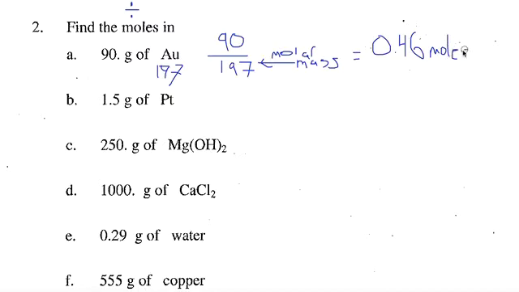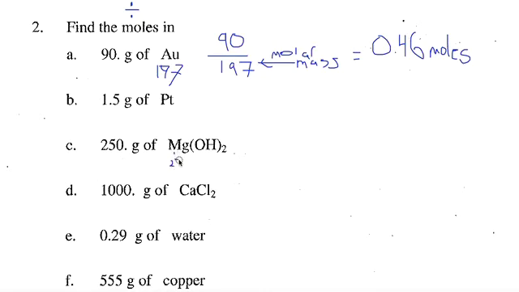All right, and I am going to put units in there because it's actually important. So if I have this many grams of gold, that means I have this many moles. All right, I'm going to do another one. So if I come down here, let's do C, Mg(OH)2. Now, if I want to be lazy and I don't want to look up the mass of this, I can just Google it, right?